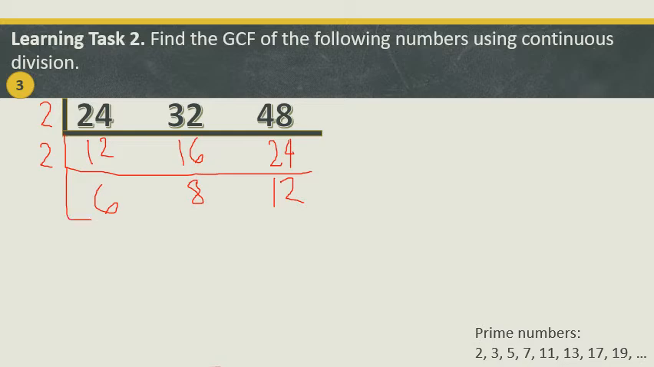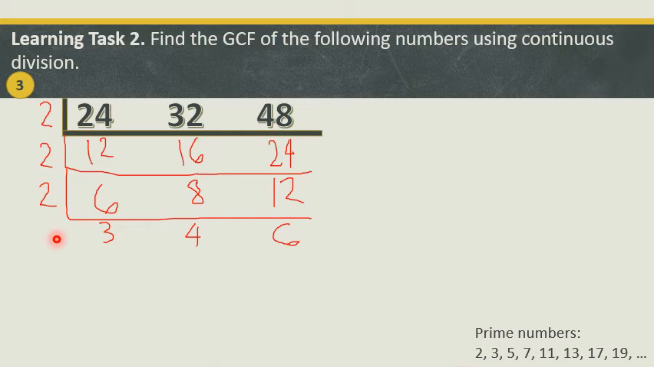Yung 6, 8, and 12 po ay even number pa din, so pwede pa rin natin i-divide sa 2. 6 divided by 2 is 3. 8 divided by 2 is 4. And 12 divided by 2 is 6. Makikita natin dito na meron na tayong isang prime number and hindi siya pwedeng i-divide sa 2. Sa 3 naman, hindi pwedeng i-divide ang 4, yung 3 at 6 lang. Sa 5, wala namang pwedeng i-divide dyan. Yung 7 pataas ay malaking number na kaysa dito, so wala nang pwedeng i-divide.